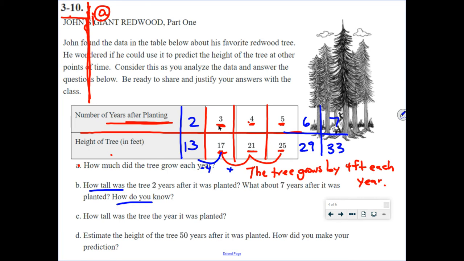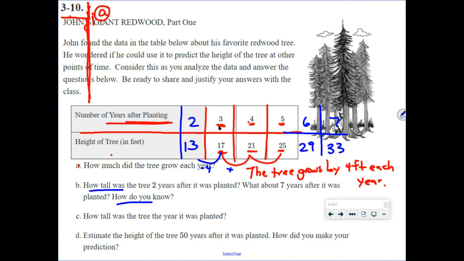7 years after it was planted, it was 33 feet tall. Okay, and then how do you know? I know because I extended the table, or I know because I added 4 to 25 twice, since it was 2 years later. You have to explain it, okay?